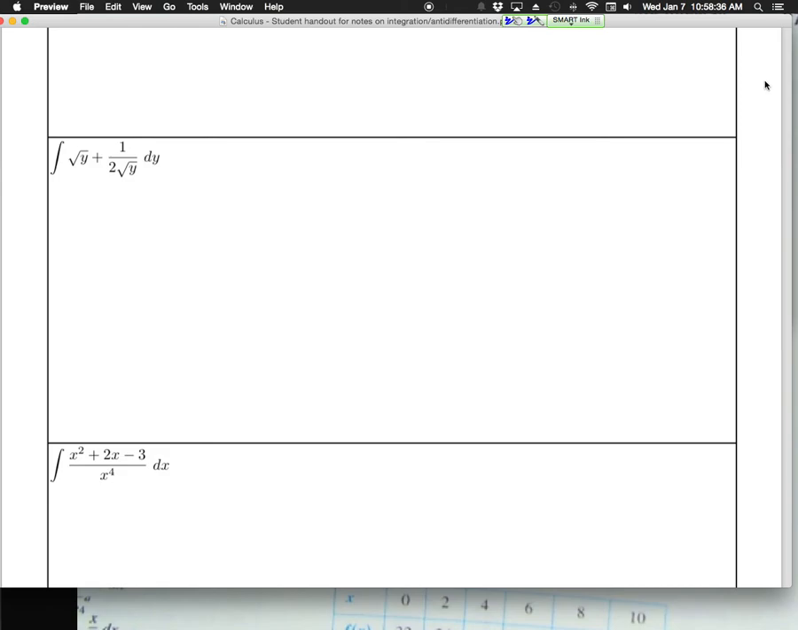Alright, Harrison, what do you think? Can you change it to a half and stuff? That's an excellent idea. First thing I want to do is change this to y to the 1/2 and change this one to 1/2 y to the negative 1/2. So if you've got a radical, you want to change it to exponential form, and you want it in the numerator.